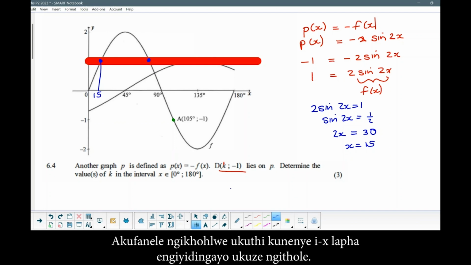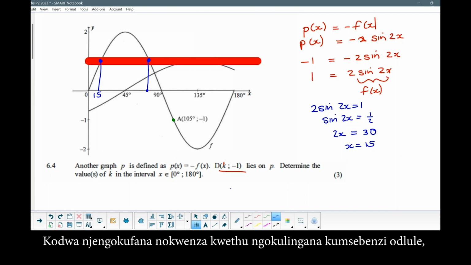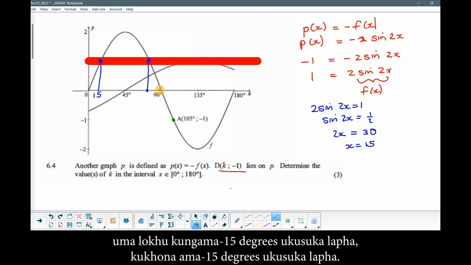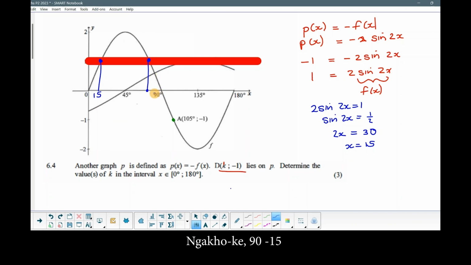I mustn't forget that there's another x value here that I need to find. But just like we did with symmetry in the last question, if this is 15 degrees away here, that's 15 degrees away there. So 90 minus 15 is 75. And those are your two angles, 15 degrees and 75 degrees.